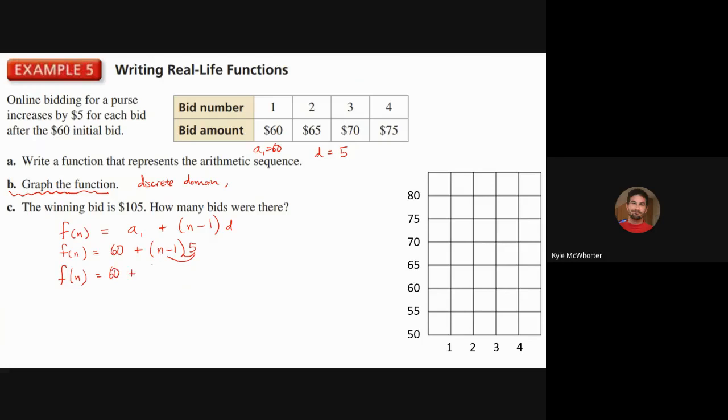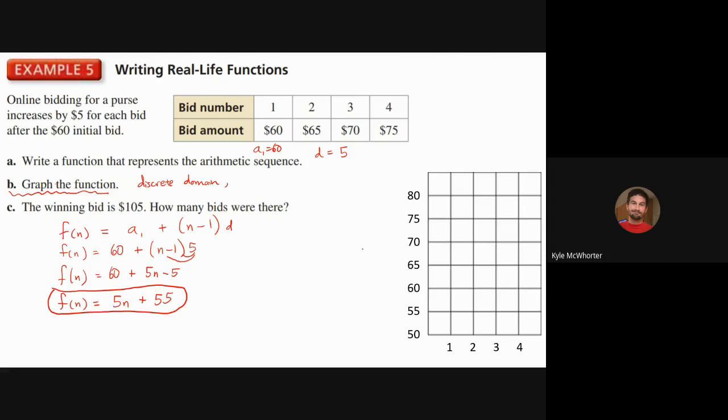So we're going to distribute the 5 through. So we get 5n minus 5. And then we can combine like terms with the 60 and the negative 5. So this is going to be 5n plus 60 minus 5 is 55. So here we have the simplified function, right? All we did was plug in for A1 and D and then distribute and combine like terms. So here's our function, f of n equals 5n plus 55.